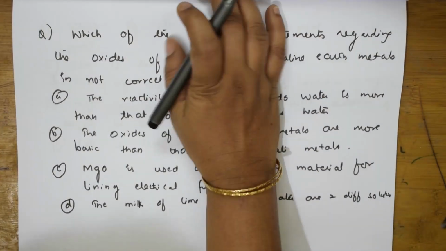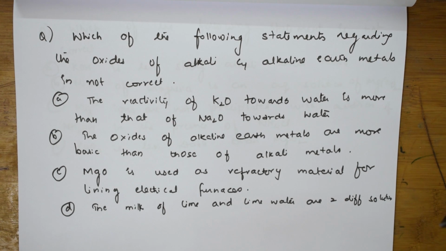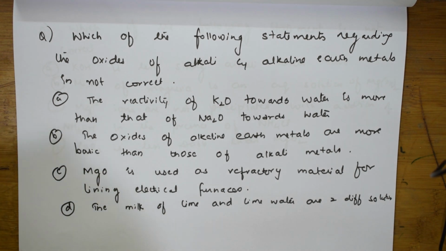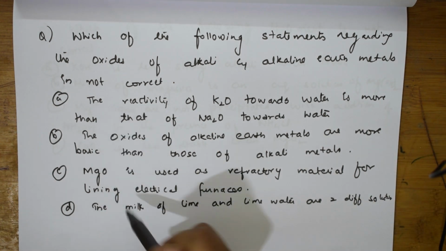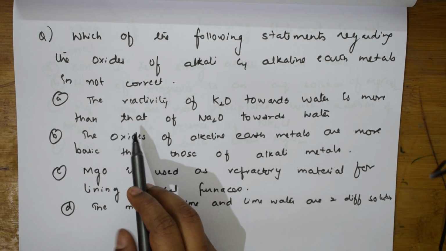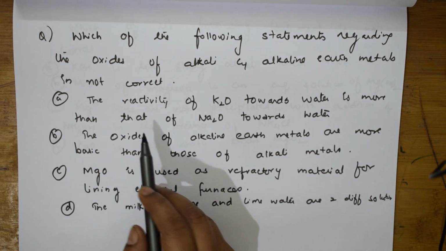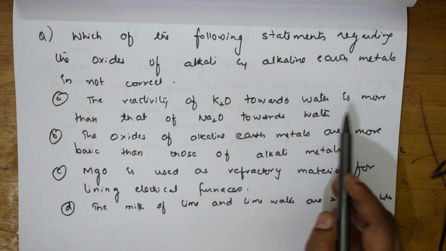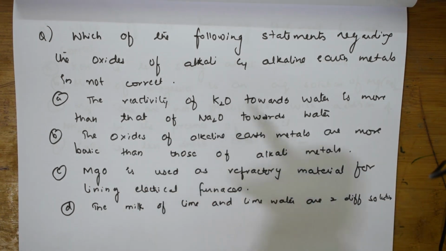What is the next question? Which of the following statements regarding the oxides of alkali and alkaline earth metals is not correct? They've given a very big question. Let us read one after the other. Which is not correct? I should find which is wrong in this. First of all, the reactivity of K2O towards water is more than Na2O towards water.